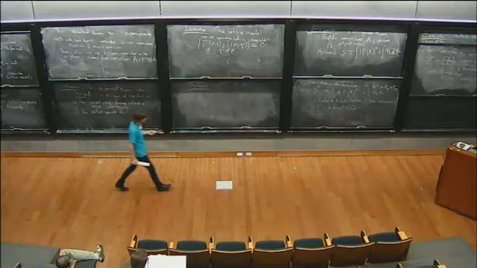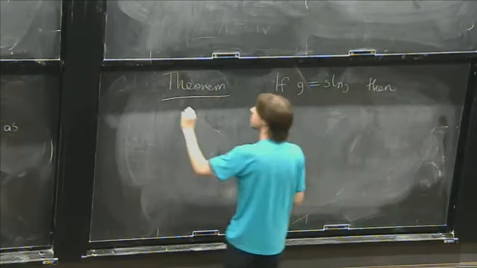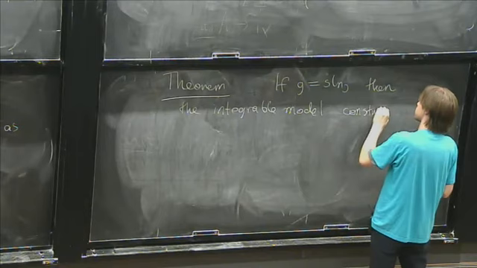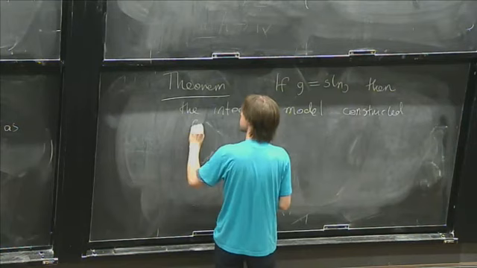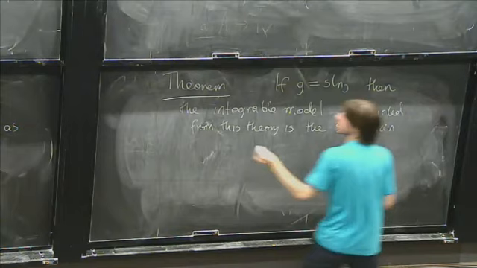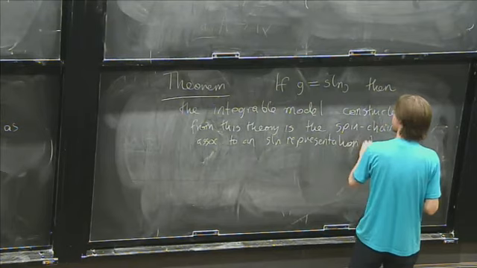So the theorem is that if G is equal to SLN, then the integrable model we just constructed earlier from this theory is the spin chain associated to an SLN representation. And this representation V is the one that defines the Wilson operator.